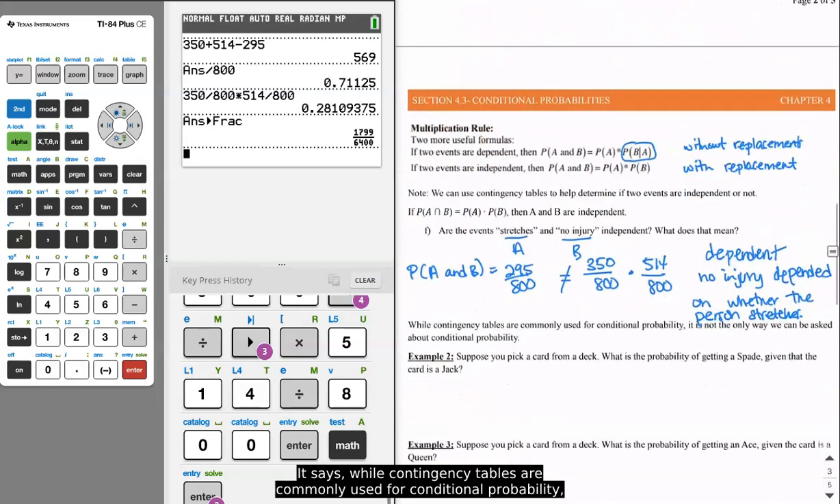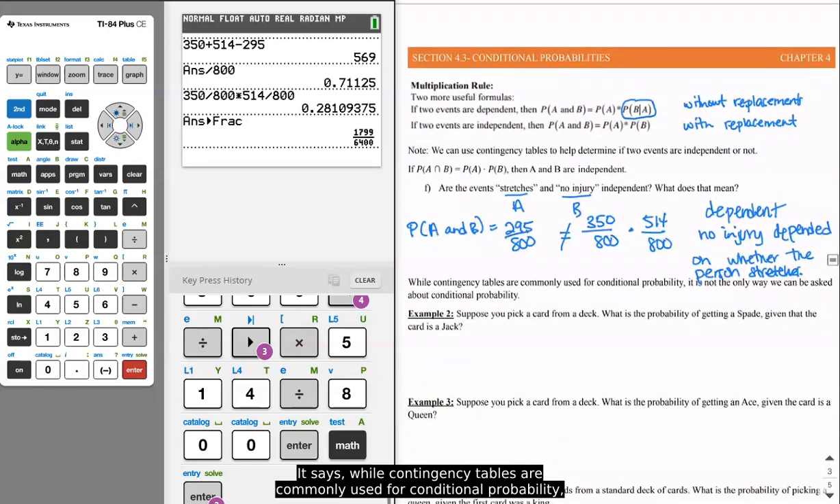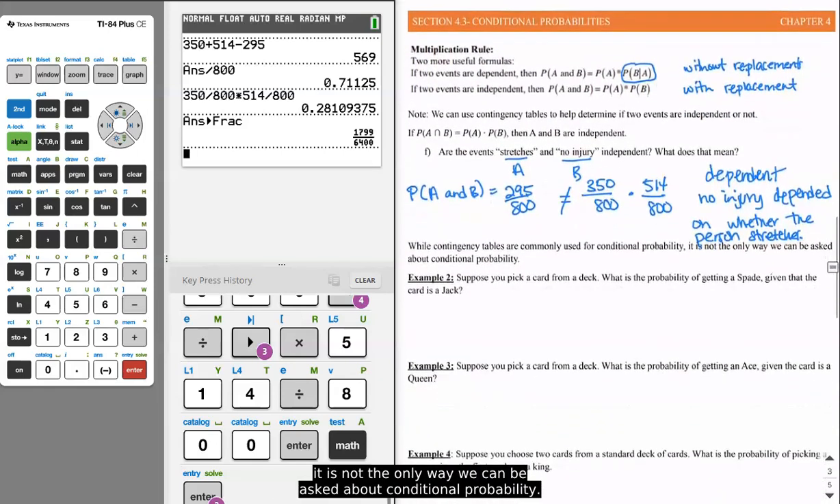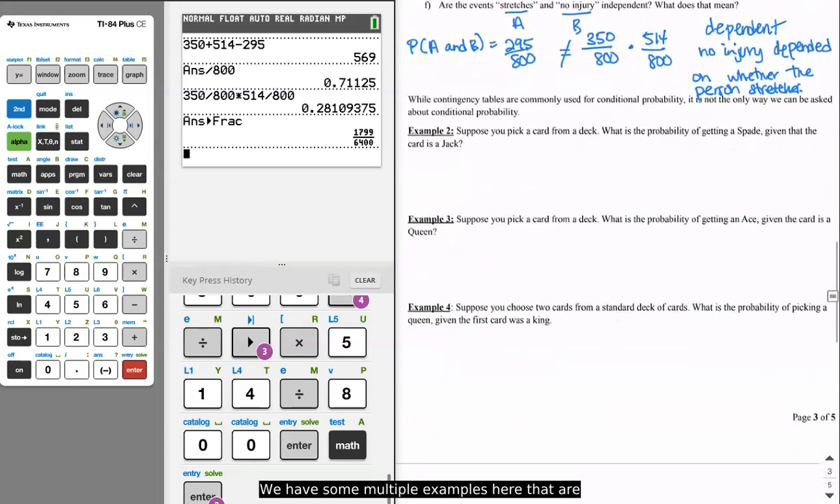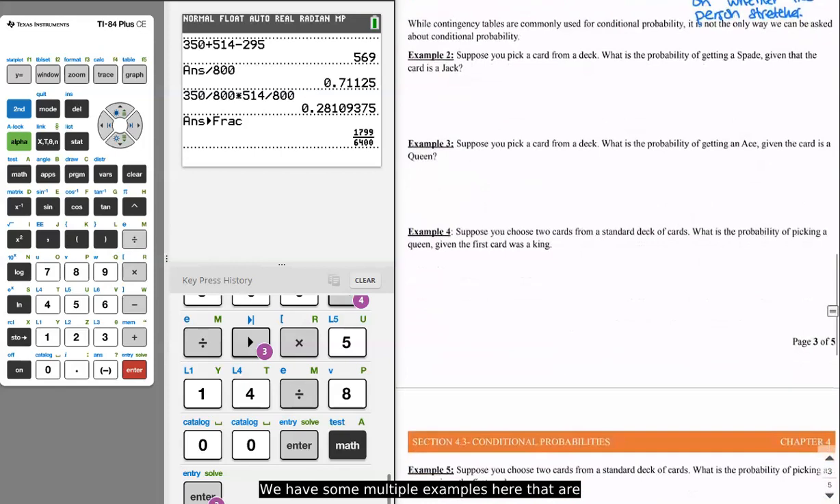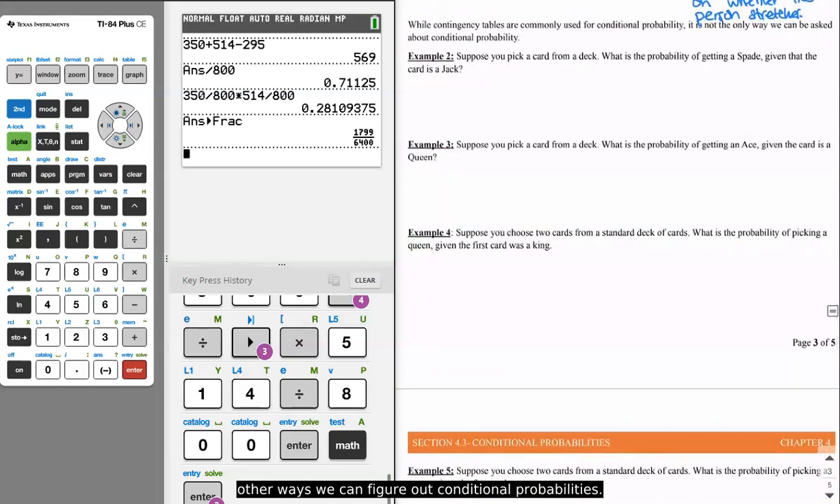While contingency tables are commonly used for conditional probability, it is not the only way we can be asked about conditional probability. So we have some multiple examples here that are other ways we can figure out conditional probabilities. Example 2 says, suppose you pick a card from a deck.